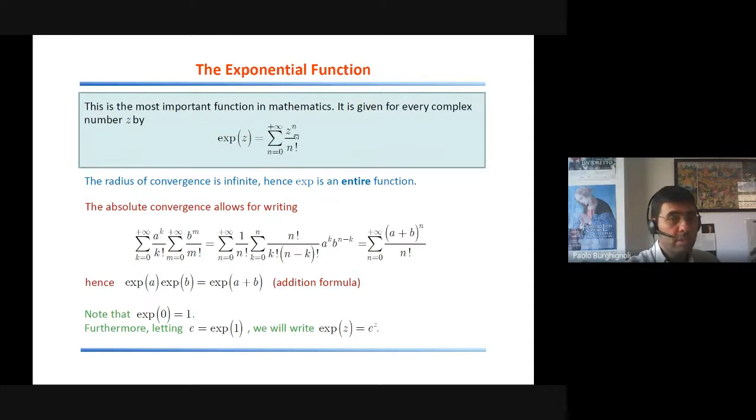Also from the power series, you will see immediately that the exponential function evaluated at the origin is equal to 1. And now we introduce a shorthand notation by letting e be equal to the exponential function evaluated at the point 1. We will write the exponential function as e to z. So z is the power to which we raise the number e to represent the exponential function.